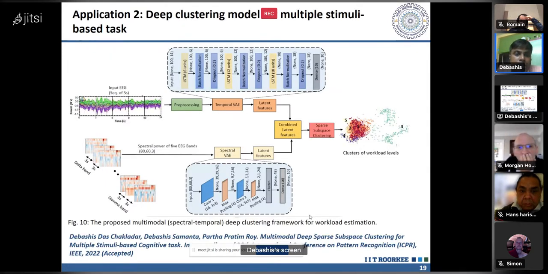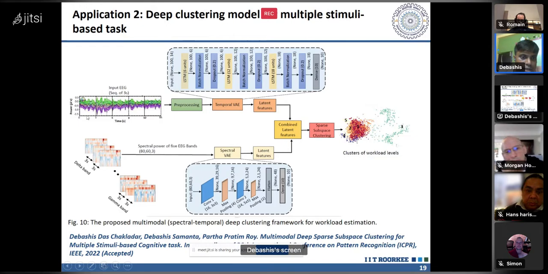The second application is for the N-back task. The last one was mental arithmetic, and this is the N-back task, a different experiment. In this case, we fuse two different types of features of EEG signals, and the combined multimodal fusion features are passed to the clusters for highlighting the workload levels. This paper has been accepted at ICBR this year. And the last application has been accepted in the TCDS, IEEE Transactions on Cognitive and Developmental Systems.